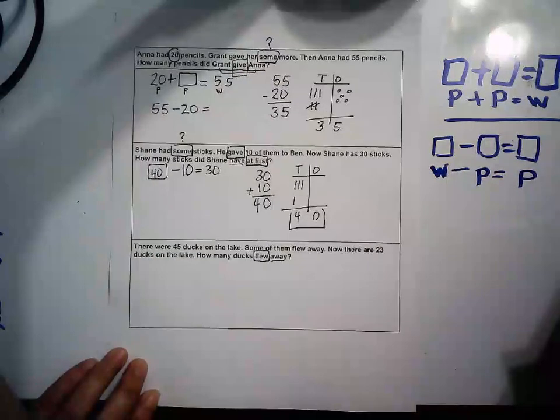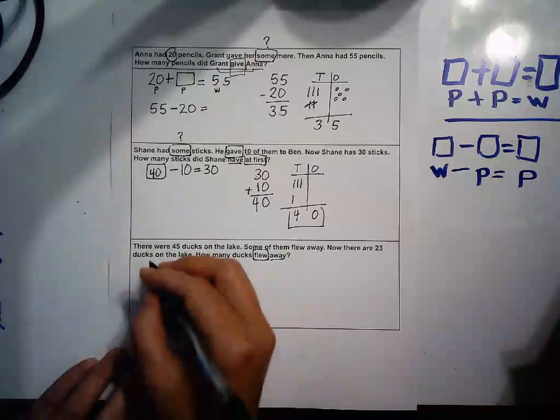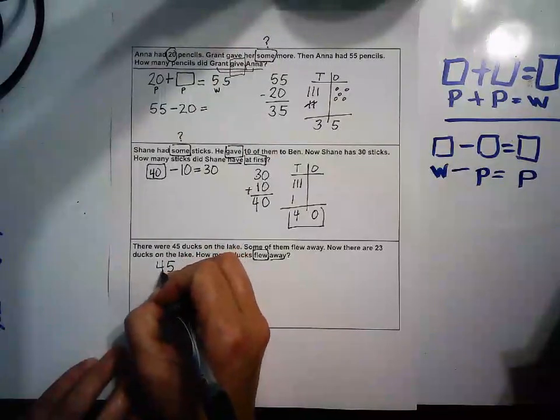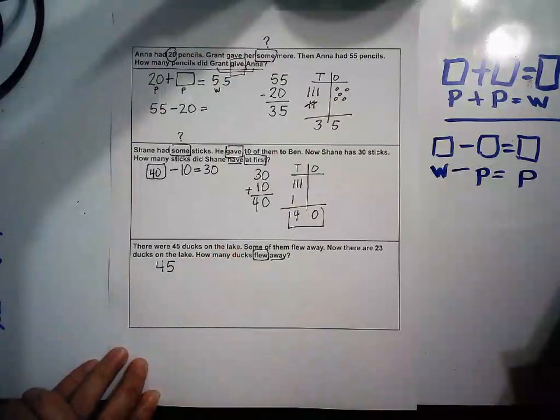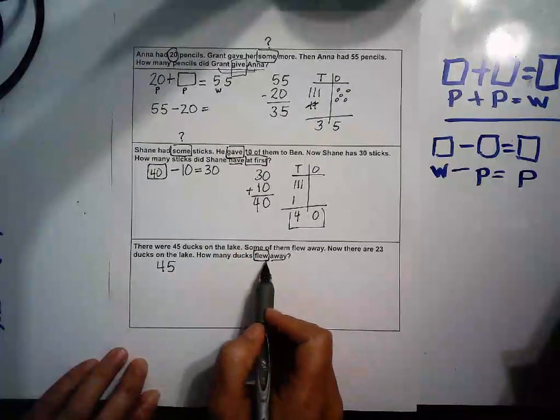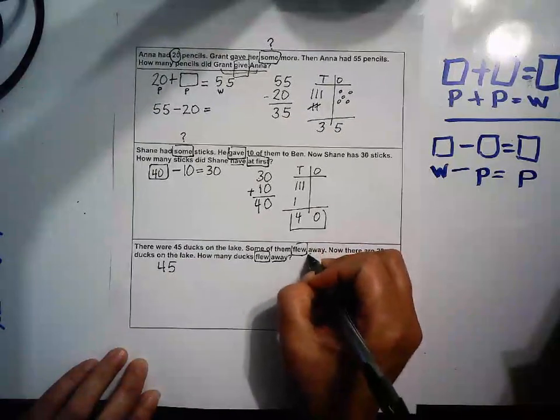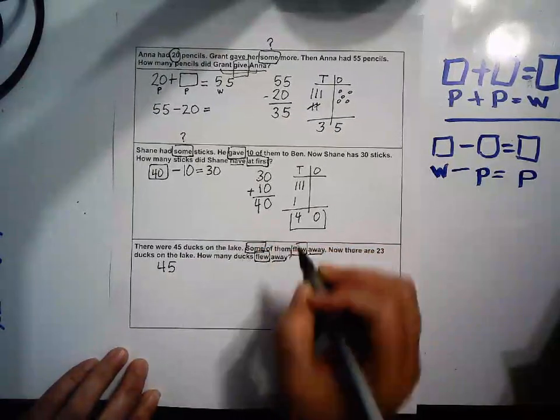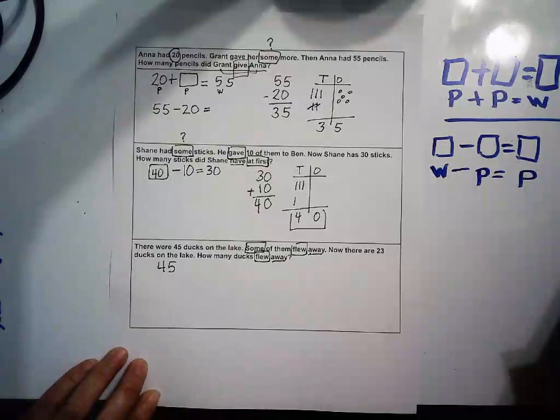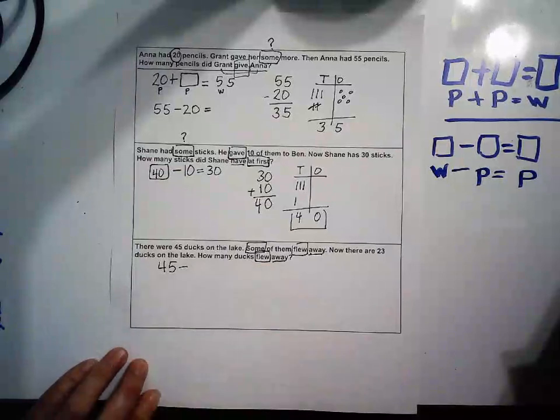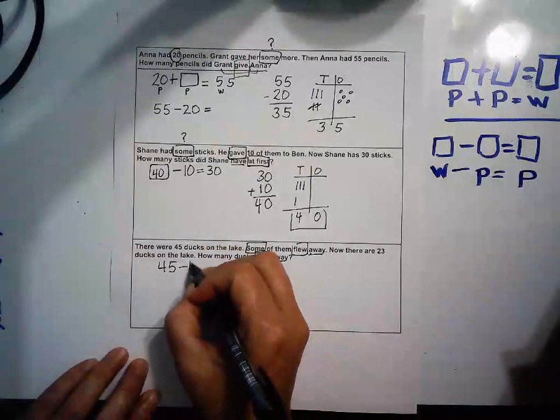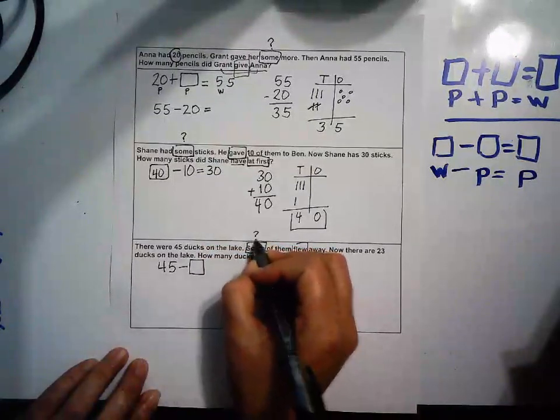Let's start with the first sentence. There were 45 ducks on a lake. So I'm going to write my 45. Some of them flew away. Here's what I suspected. Flew away. Some. Does it tell me how many? No, it's just telling me that they left. And if I'm picturing that, and if I'm standing in front of the lake and I'm watching some ducks fly away, that is a subtraction, right? It doesn't tell me how much. Here's the word some.